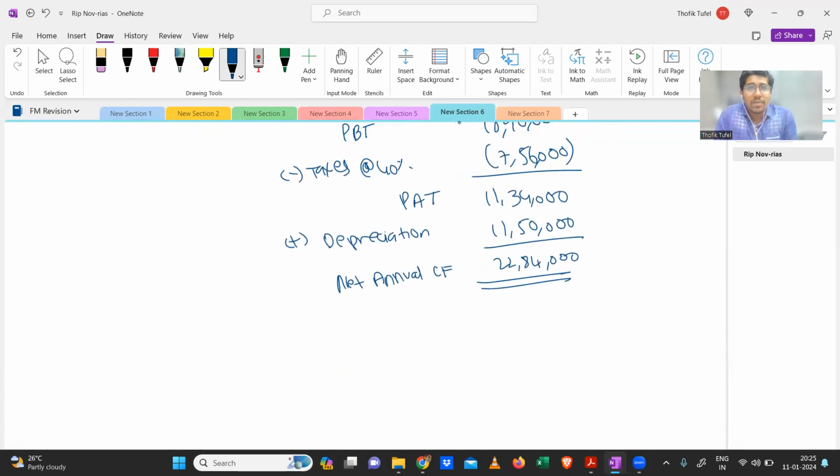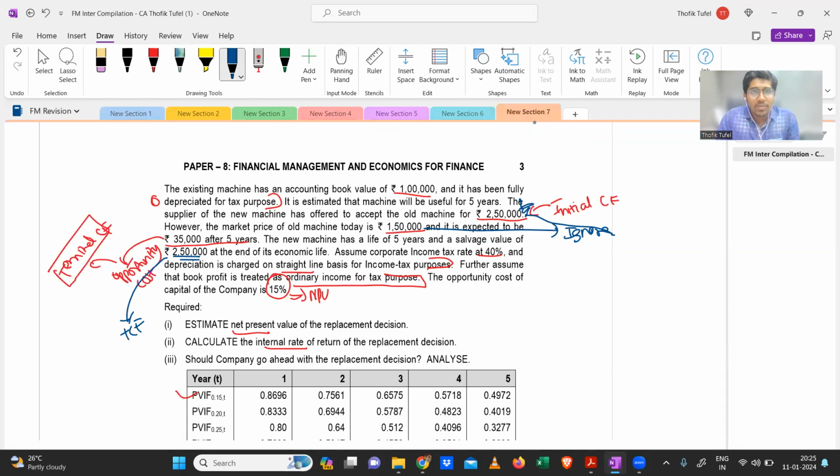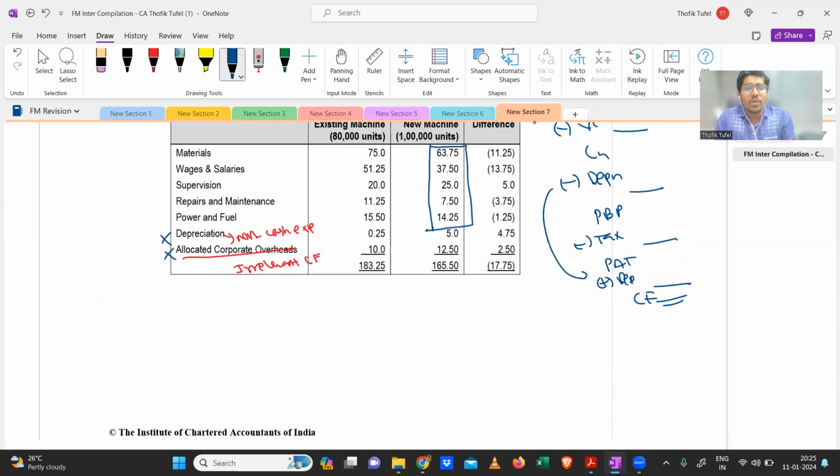We don't have any other annual cash flows. If you read the question, only depreciation is given and nothing else. Annual adjustments are given, and all these values that are given we have already considered. This depreciation we are not considering separately because I'm already considering that depreciation.